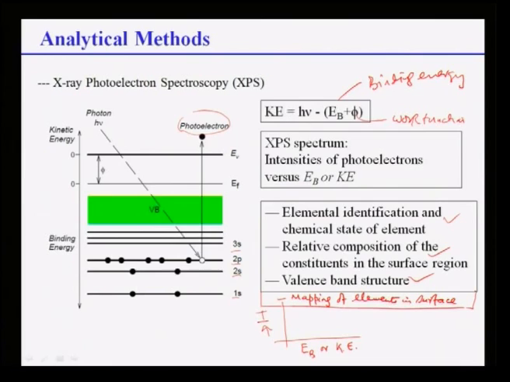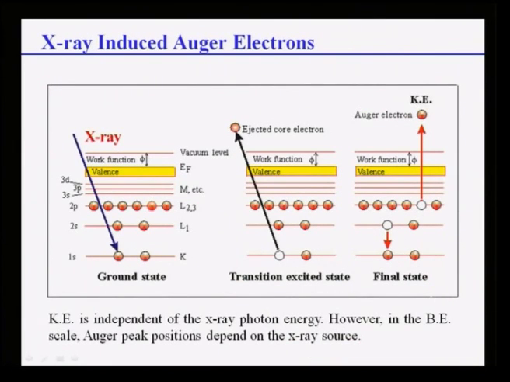Now before I get into the other things of XPS, let me explain a little bit about what Auger is, because Auger is also used for this purpose. Let us see what can be done in Auger. The first picture corresponds to XPS: as you see, the K level, L1, L2,3, then the Fermi level, then the vacuum level, that is EV, and these two are differentiated by the work function. Now an X-ray falls and ejects an electron, which comes out. This whole thing is known as XPS, right.